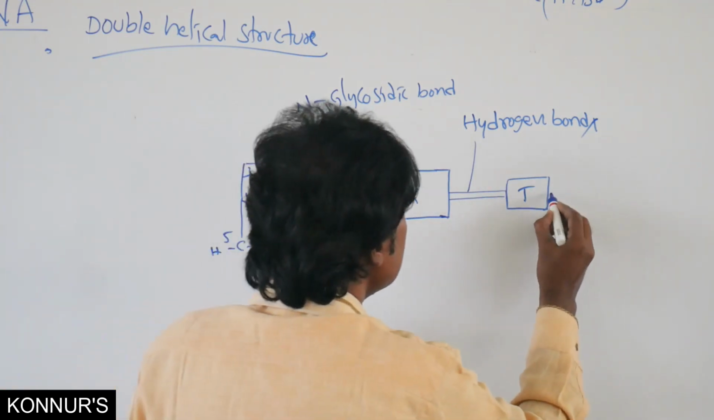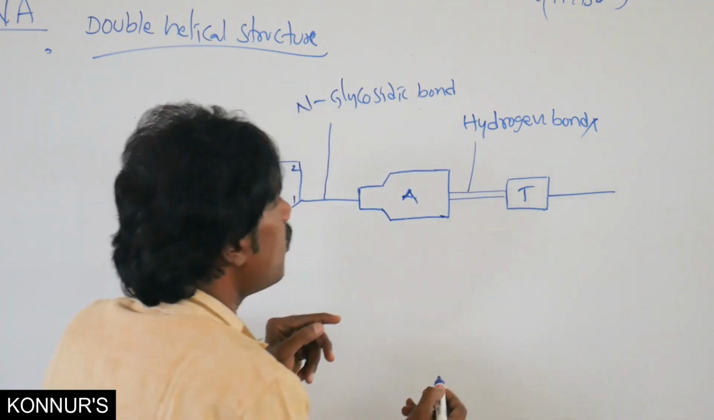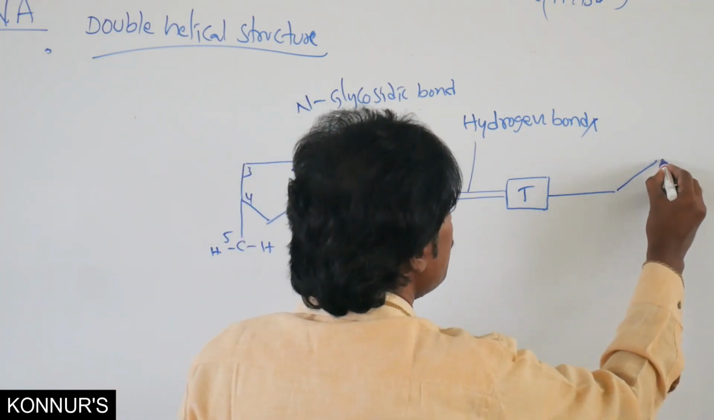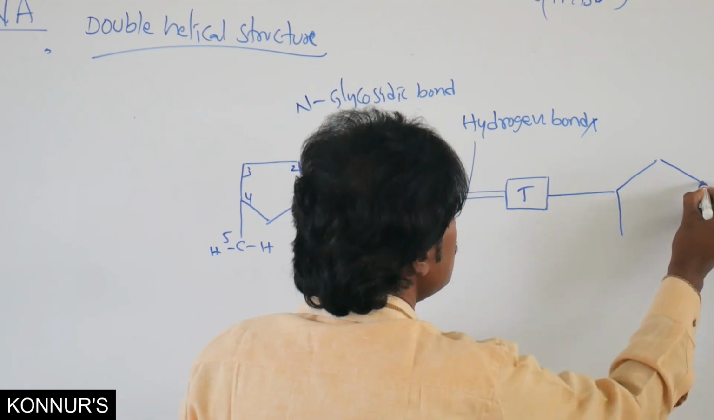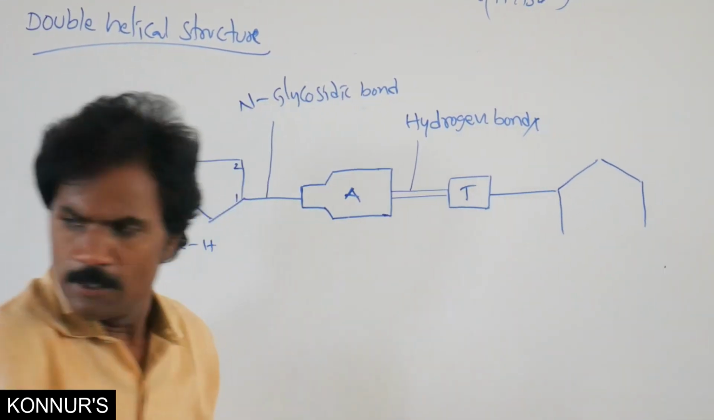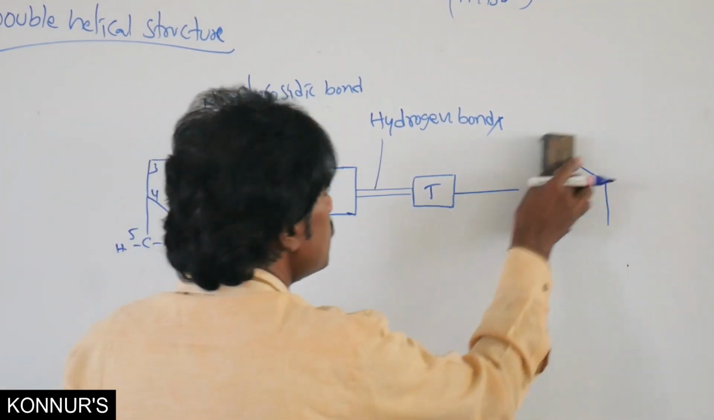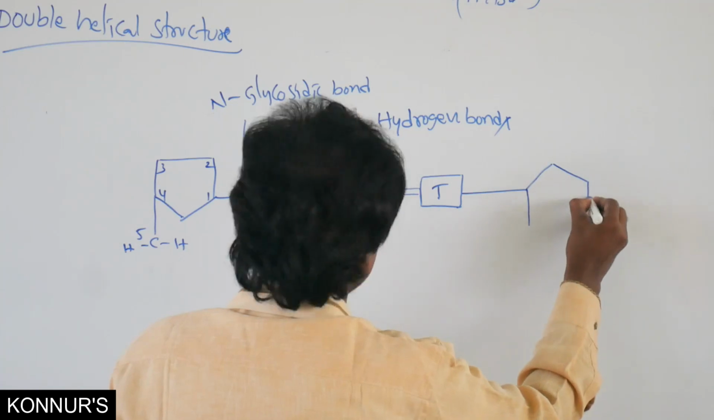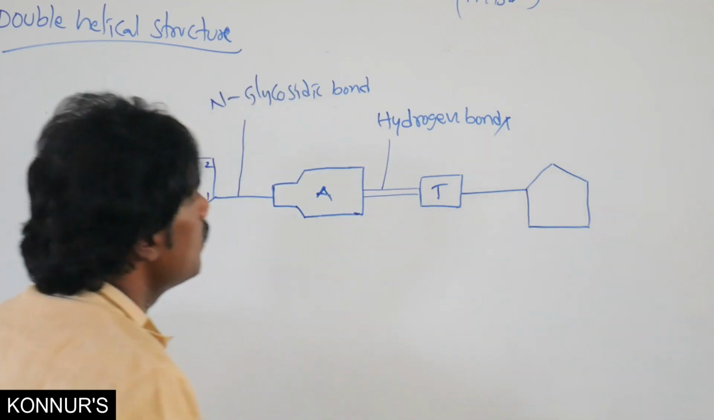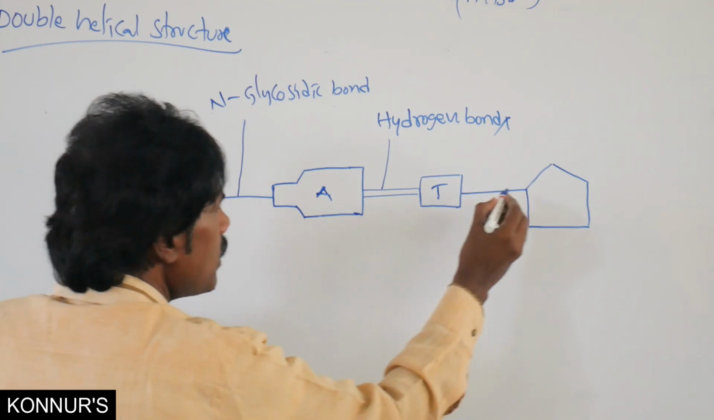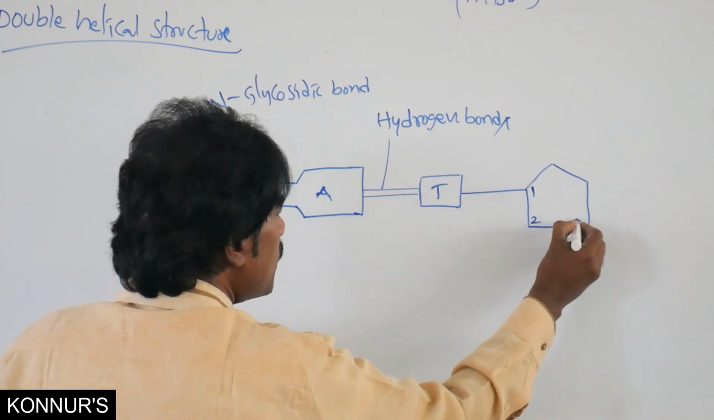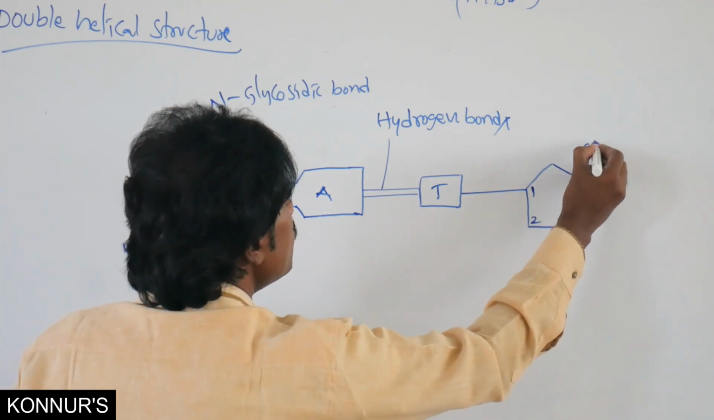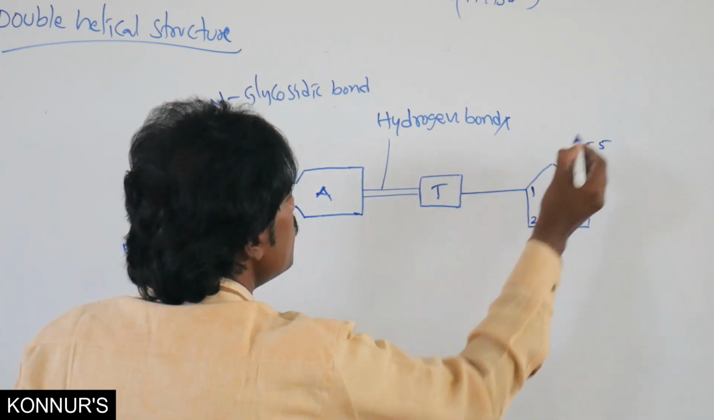Then this thymine, with one more glycosidic bond, is connected with another pentose sugar. Here also first carbon, second, third and fourth. This is the fifth carbon.